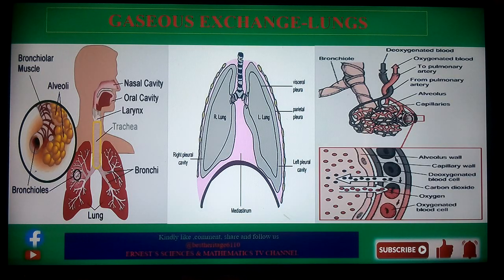So basically, we can define gaseous exchange as a process involving respiratory gases, which are oxygen and carbon dioxide. These two gases are passed across what we refer to as a respiratory surface. In this case, from the illustration that I've given, we can see that this respiratory surface can be tracked to this specific section of the body.